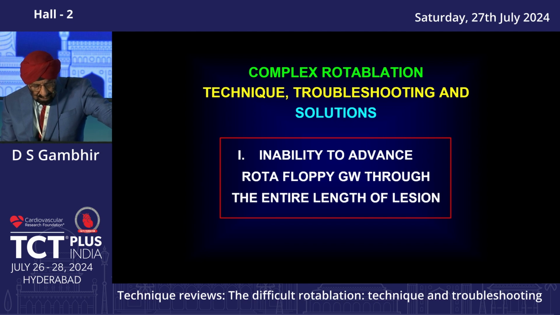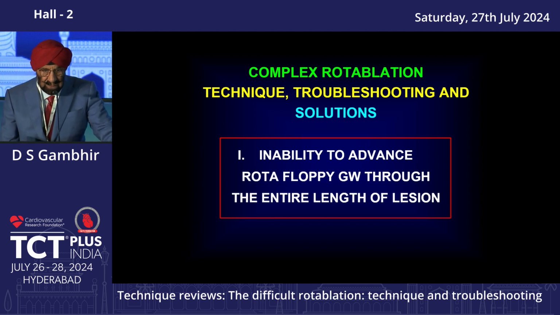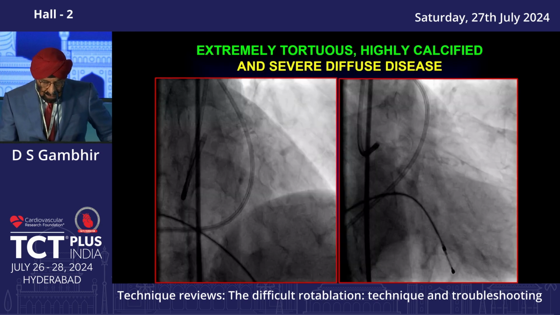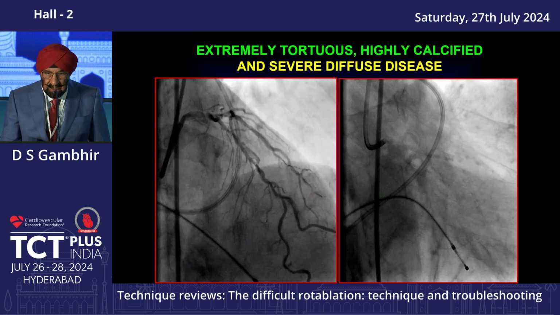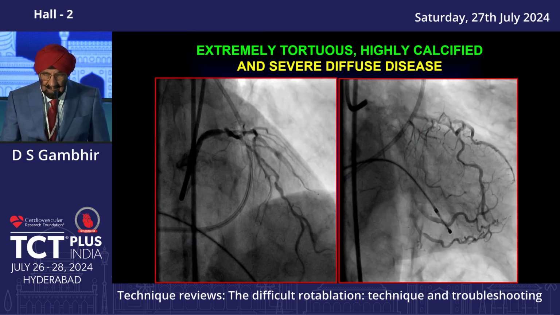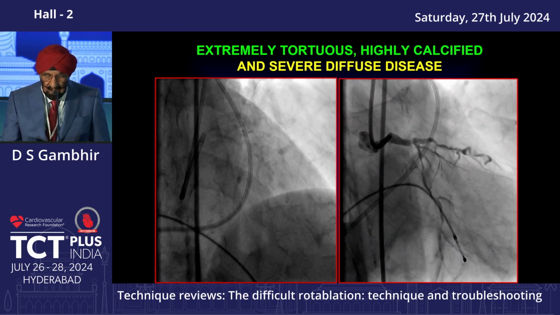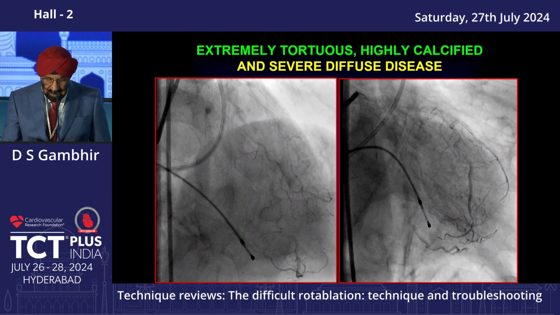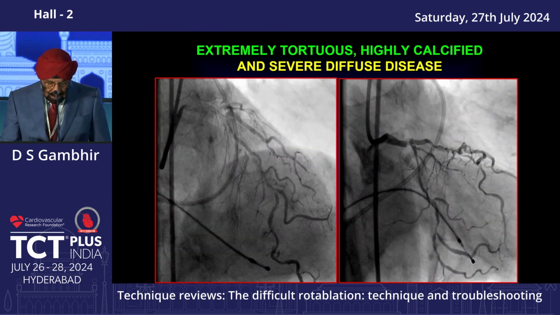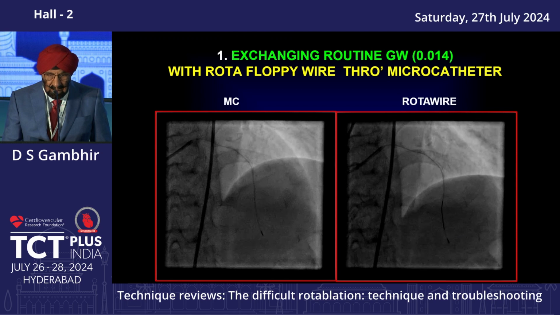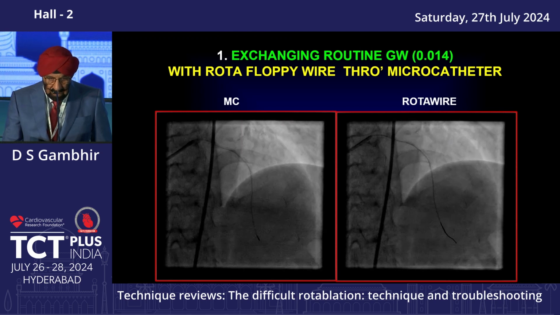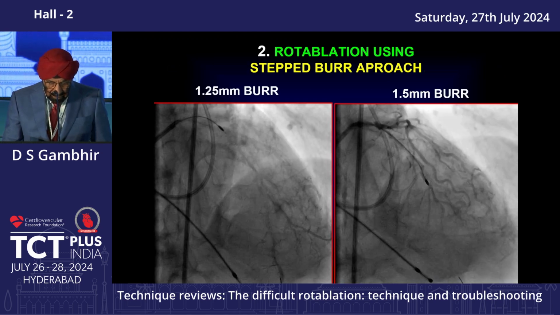The first problem is inability to advance the rota floppy guide wire through the entire length of the lesion. This does happen in some cases, for example, like this. You may take a lot of time guiding a rota wire, which is a very difficult stainless steel wire to manipulate. It often gets bent. So in such cases, don't waste time. Use a microcatheter with a conventional wire, then advance the microcatheter and change to the rota wire.